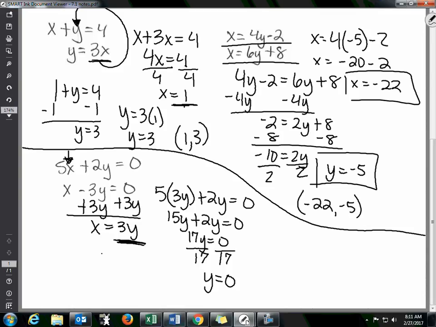Okay? Now, if y equals 0, then you can plug it into any equation. You can plug it into this one, you can plug it into this one, or you can plug it into this one that we've modified, which would probably be the easiest, right? So you have x equals 3 times y being 0, right? 3 times 0 is 0. So these two lines, 5x plus 2y equals 0 and x minus 3y equals 0, cross at the origin, which is 0, 0.